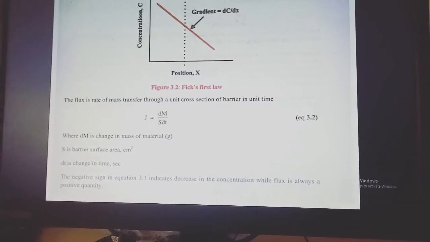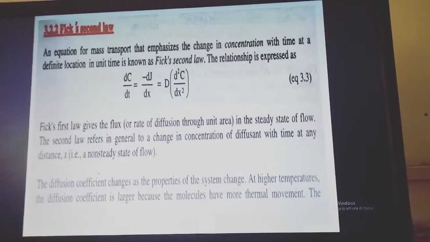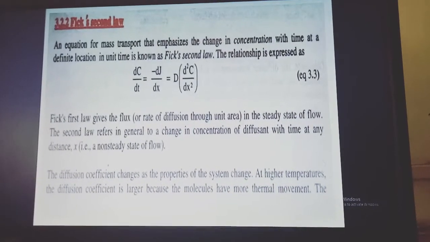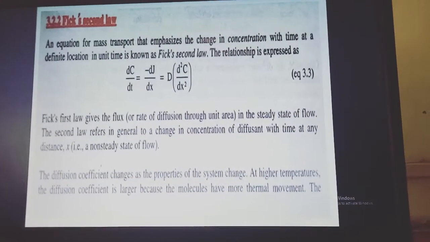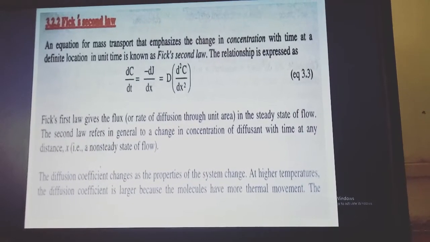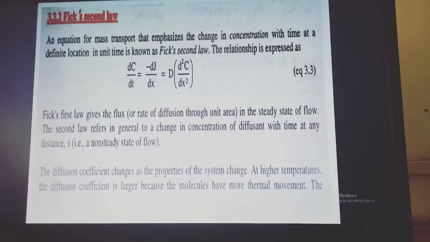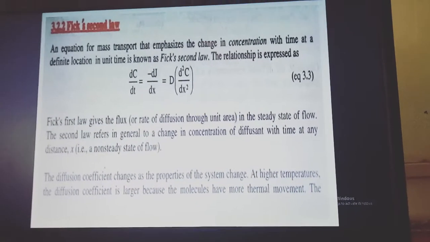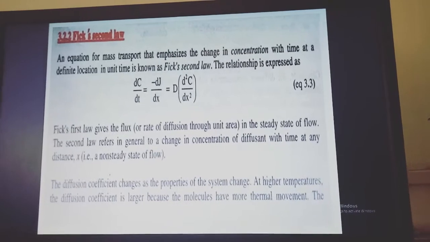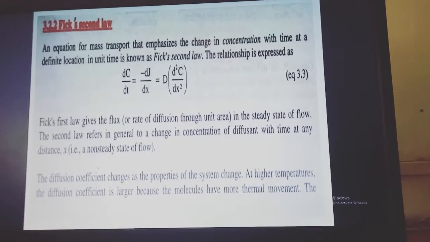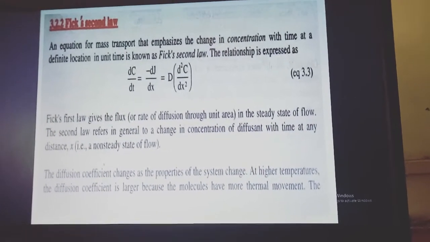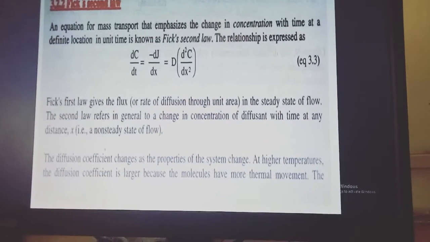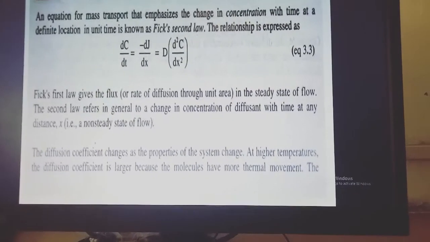Now the second is Fick's second law. Fick has given two laws, the first law and the second law. The second law states that the change in concentration with time at a definite location in a unit time is directly proportional to the concentration gradient at that time. It is an equation for mass transport that emphasizes the change in concentration with time at a definite location in a unit time. It is called Fick's second law.